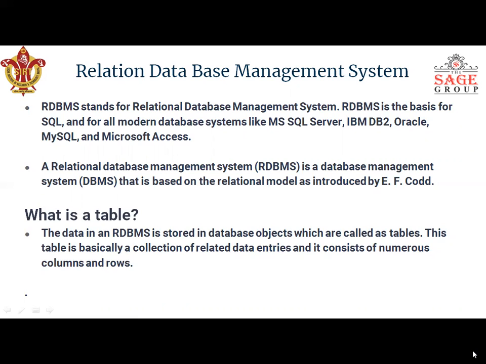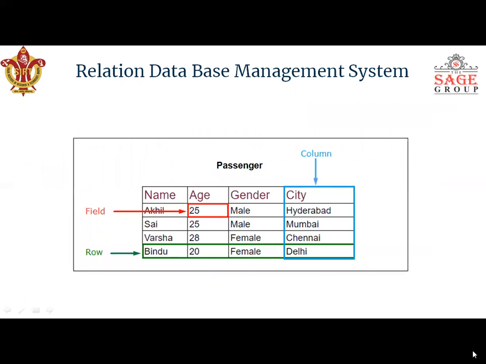The data in the RDBMS is stored in database objects, which are called tables. This table is basically a collection of related entities, and it consists of numerous columns and rows. Basically, in this example, we should understand what a table is. Here we see the example of a passenger table, which has 4 columns: name, age, gender, and city.